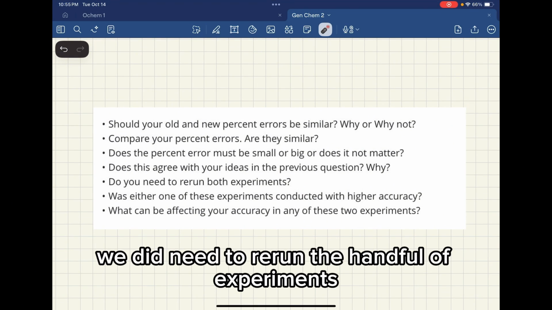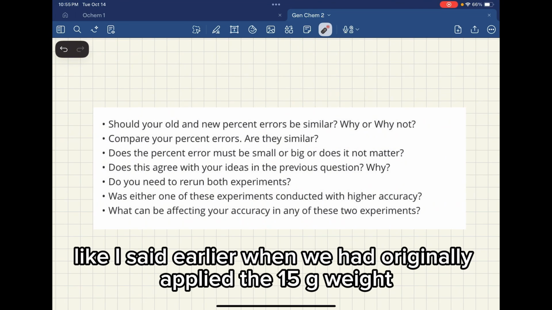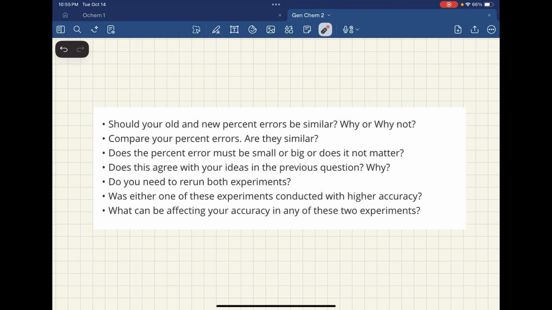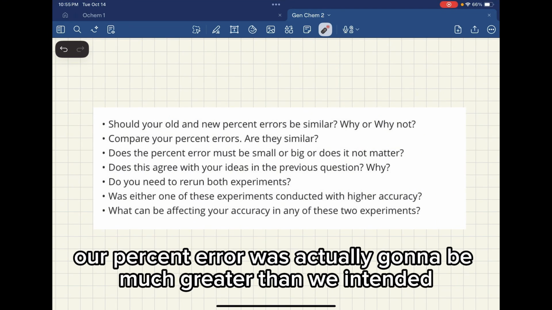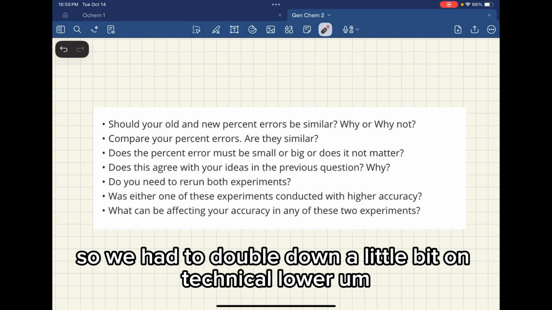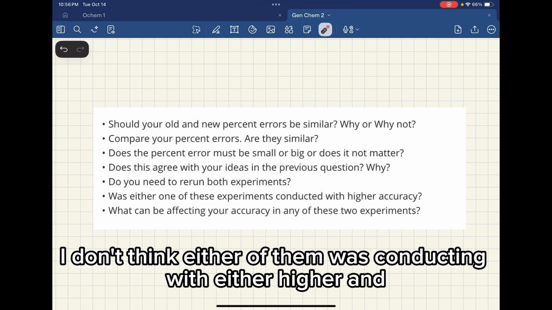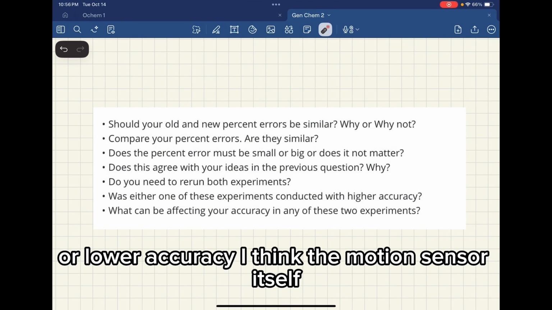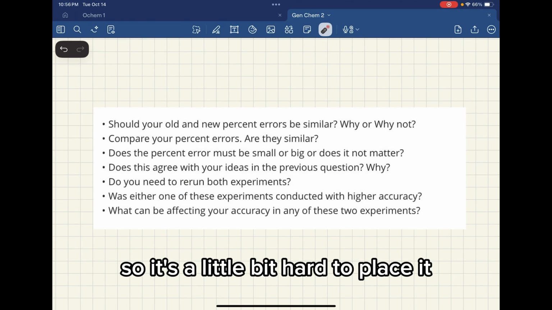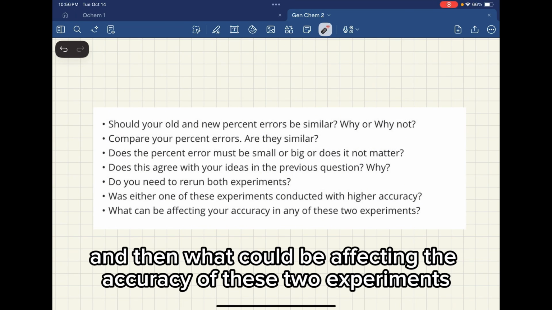Did we need to rerun both experiments, or experiments in general? We did need to rerun a handful of experiments. Like I said earlier, when we had originally applied the 15-gram weight, our percent error was actually going to be much greater than what we intended. So we had to double down a little bit and kind of go a little bit lower. Was either of our experiments conducted with higher accuracy? I don't think either of them was conducted with higher or lower accuracy. I think the motion sensor itself sometimes can be a little bit inaccurate, so it's a little bit hard to place it.